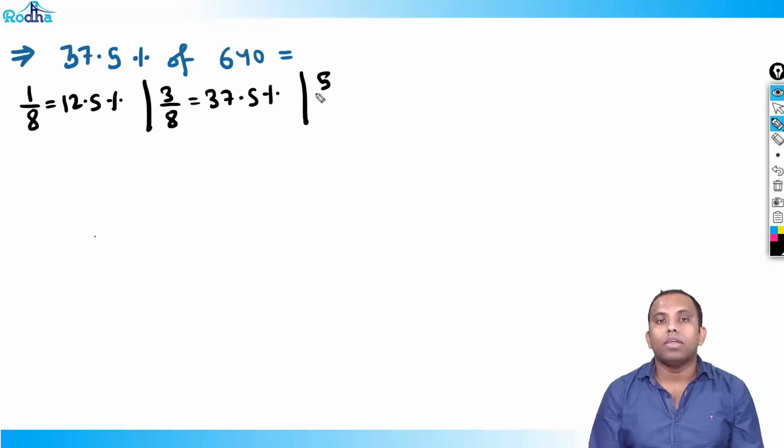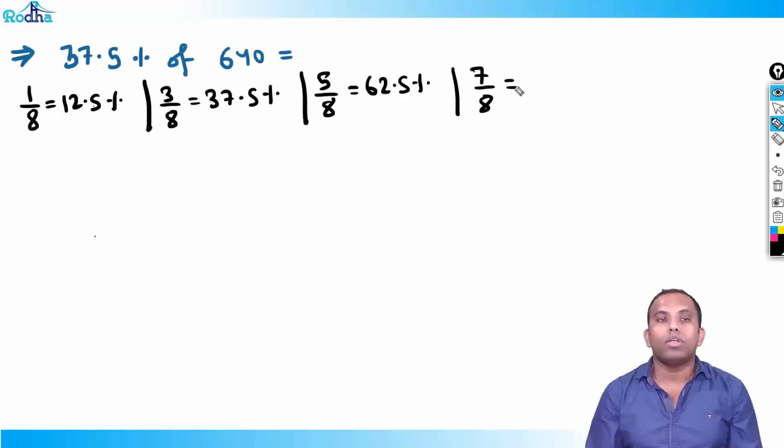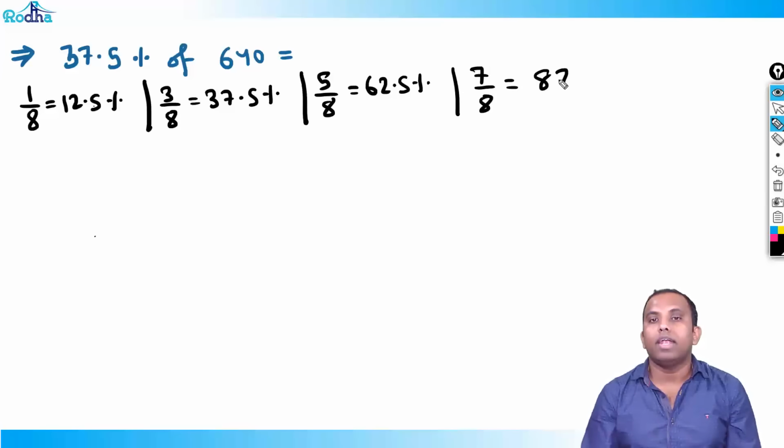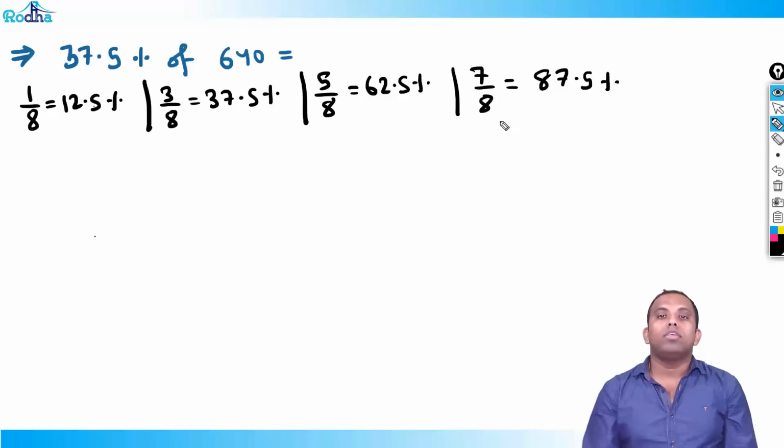Okay, what is 5 by 8? So 12.5 into 5, that is 62.5%. What is 7 by 8? 12.5 into 7, that is 87.5%. These values you should remember. Okay, so if you remember, things will become very easy.